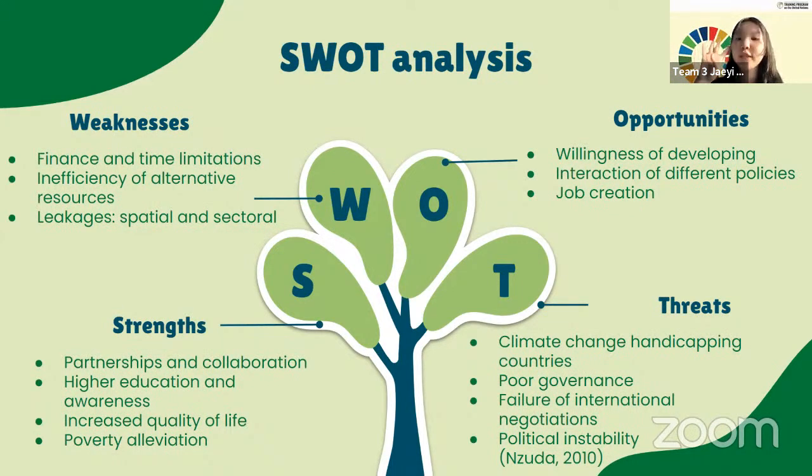Last but not least are the strengths of climate change mitigation. Through climate change mitigation, we can develop partnerships and collaboration, and also have higher education and awareness. People can also experience an increased quality of life with fewer natural disasters and greater food sources. And last but not least, there will be poverty alleviation with the flourishment of environmental and agricultural sectors.